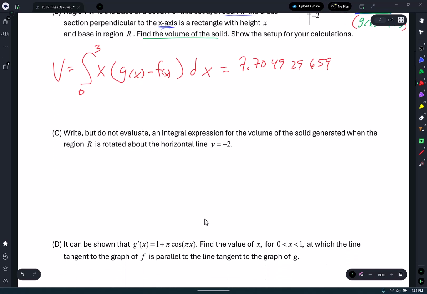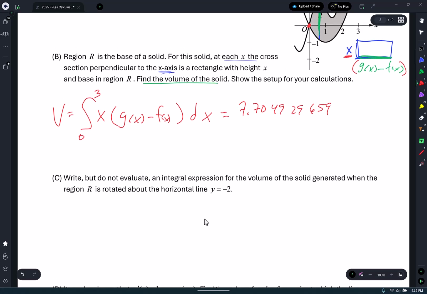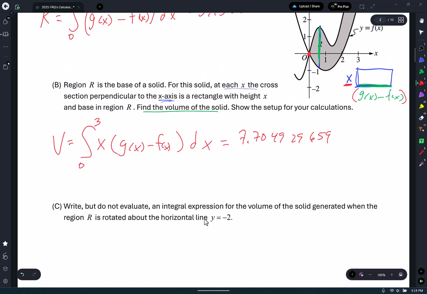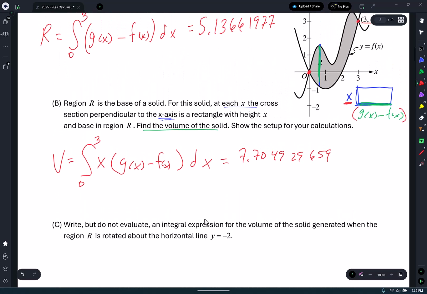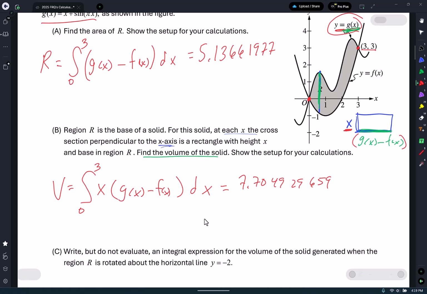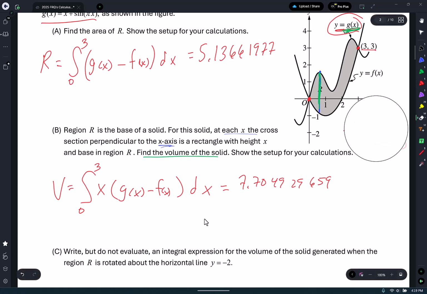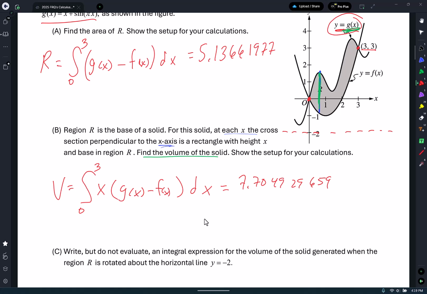All right, letter C. Write but do not evaluate an integral expression for the volume of the solid generated when the region R is rotated about the horizontal line y equals -2. Okay, it doesn't have to be perfect. You don't have to be perfect here. We're rotating about y equals -2 there.